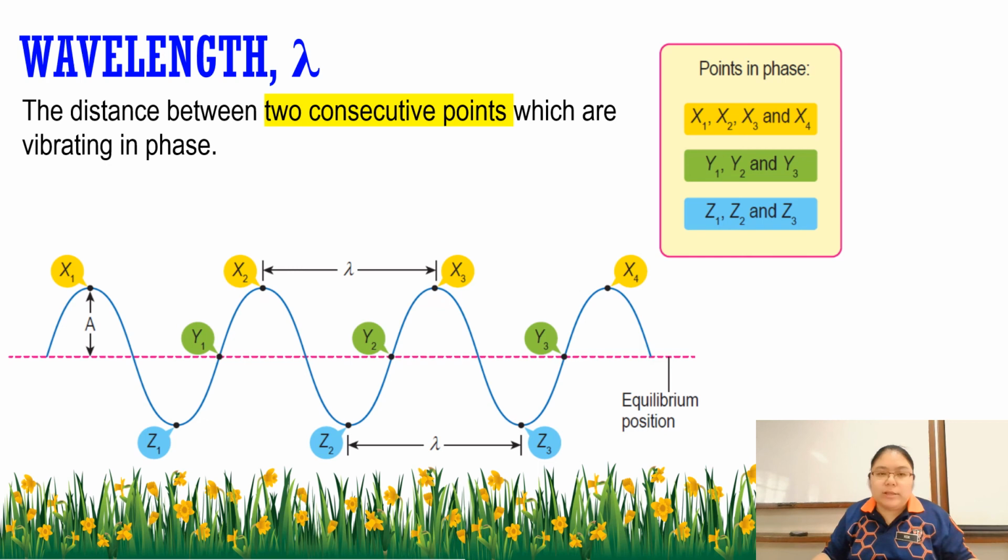Okay, class, this one is the wavelength. Wavelength is the distance between two consecutive points which are vibrating in phase. I think I will continue this in the next lesson. So we continue tomorrow. See you tomorrow.